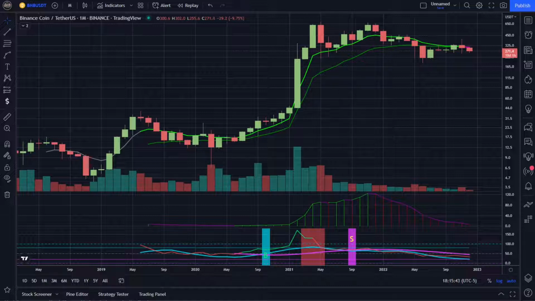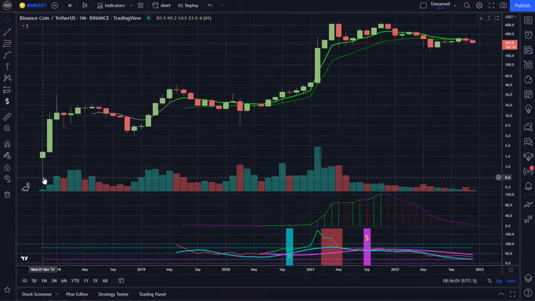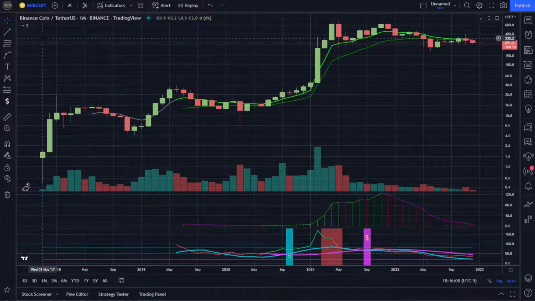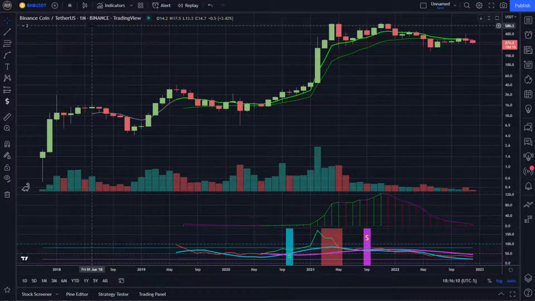Alright, so we're going to be doing some long-term technical analysis on BNB, and then we're going to take a look at the short-term time frames as well and see if they're giving us the same picture. So here we're looking at the life cycle of BNB going back to November 2017. We have Binance coin compared to Tether US on the monthly.